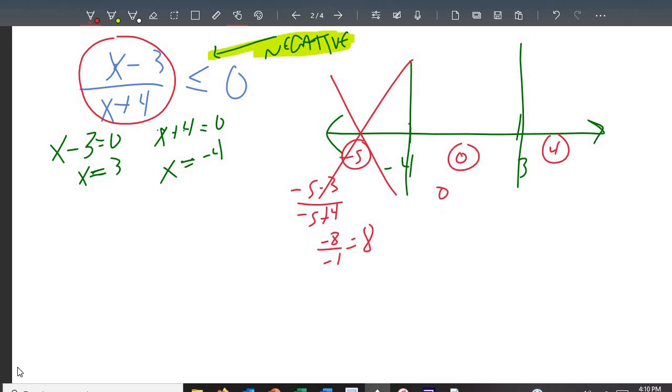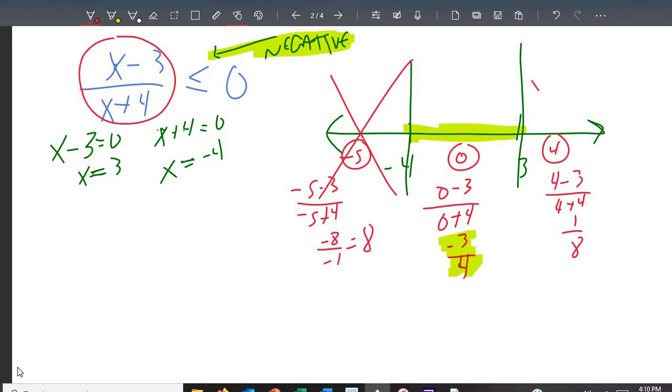Plug 0 in. 0 minus 3 over 0 plus 4. That gives me a negative 3/4. Well, that's a negative. That's what we wanted, so we're going to shade in between. We'll take the 4, check it out. We'll get 1 over 8, which is not negative, so we cross this region out.